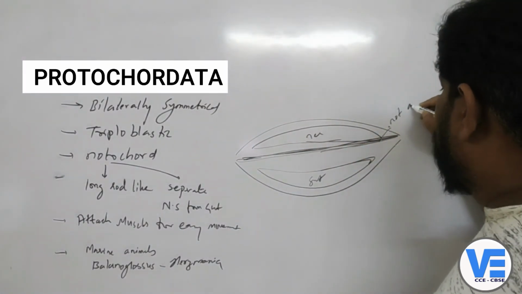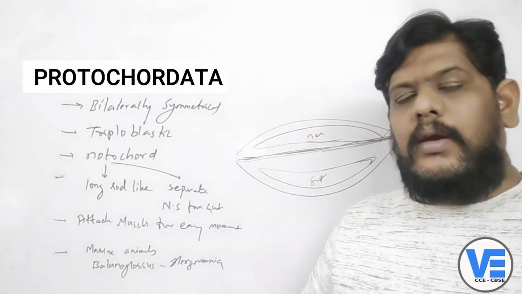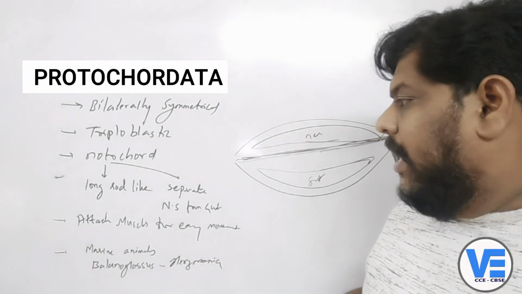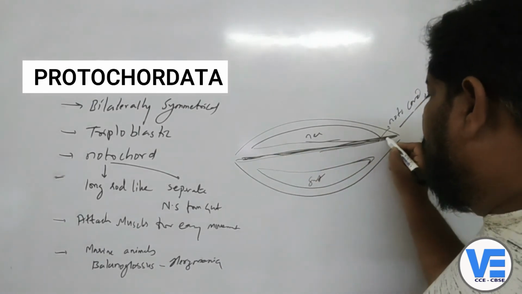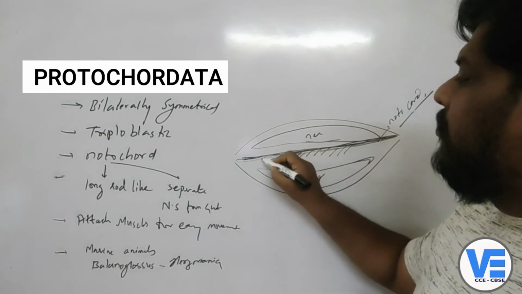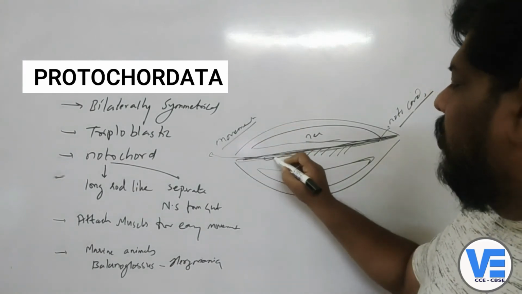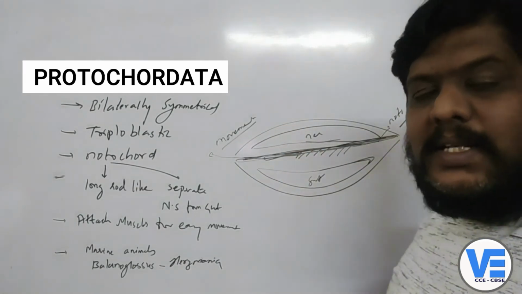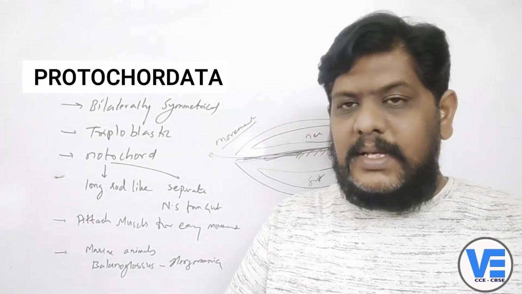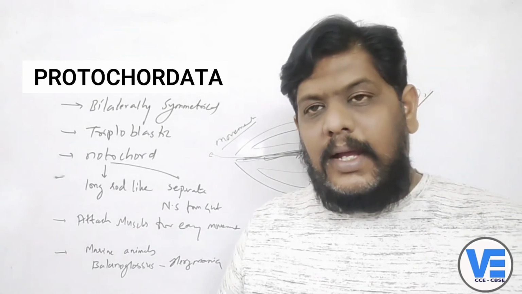So few animals which are protochordates have this kind of notochord present in them. One more thing is that this notochord helps in the attachment of the muscles, so that these organisms can move very easily. The muscles are attached to the notochord, so that with the help of these muscles, the organisms can easily locomote. They can move from one place to another.